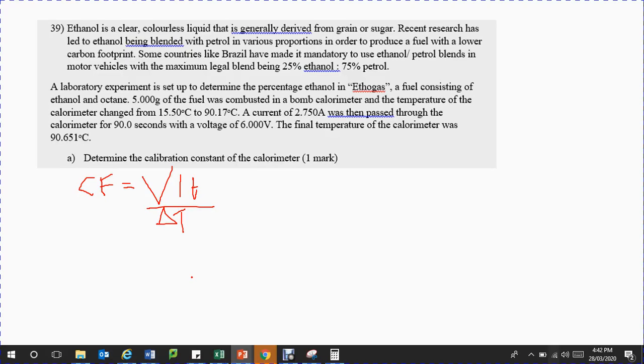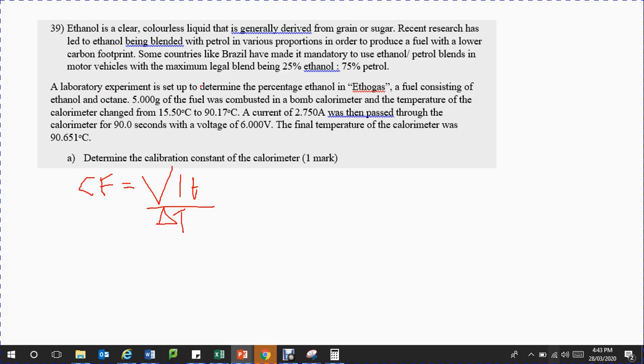Question 39. So this question was quite a tricky question. There were several components to it. So we'll start with what information we're given. It tells us that ethanol is a clear colourless liquid that is generally derived from grain or sugar. It can be blended with petrol in various proportions in order to produce a fuel with a lower carbon footprint.